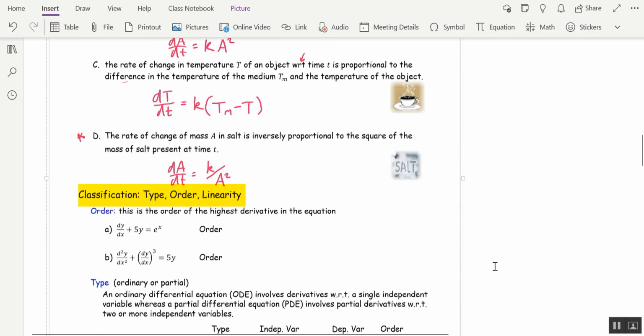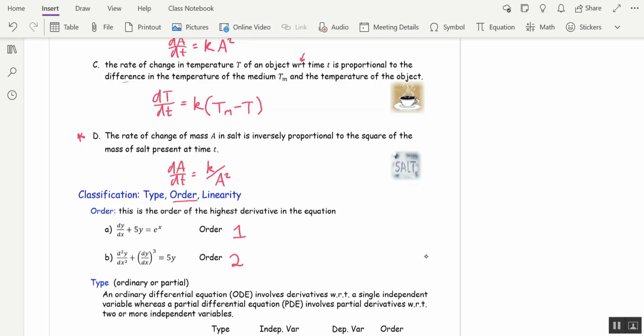Classification: type, order, and linearity. So first of all, order. The order is the highest derivative that you see. So this is super easy. You just look at the differential equation. Here I see first derivative, so that's order 1. The next equation, I see second derivative. That's the highest derivative, so that's order 2.